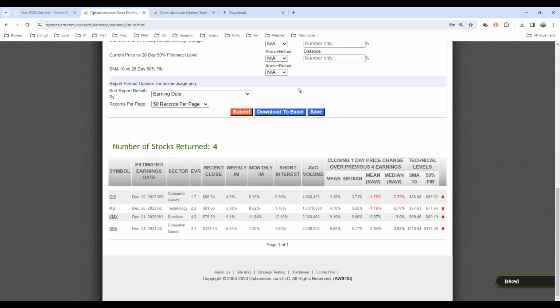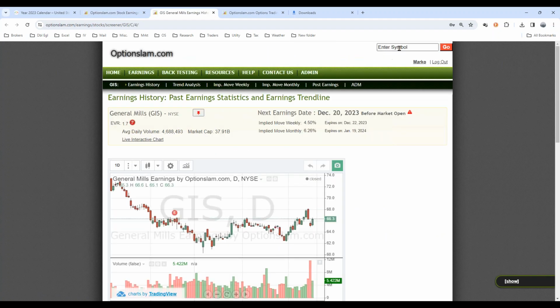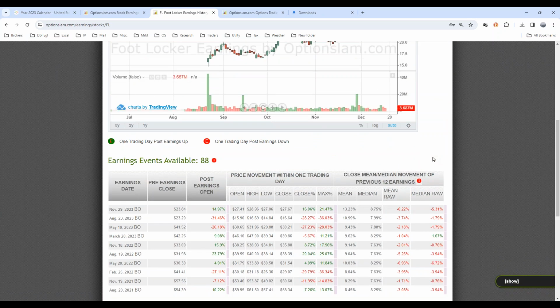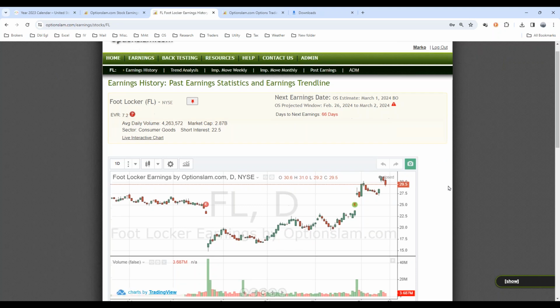If I jump over to Foot Locker, just to illustrate what happens with a high EVR stock. Here's Foot Locker with an EVR of 7.2. See that, 7.2? What did I say? Anything over a 3.5 or 4 is considered a high EVR. Well, 7.2 is very much a high EVR.